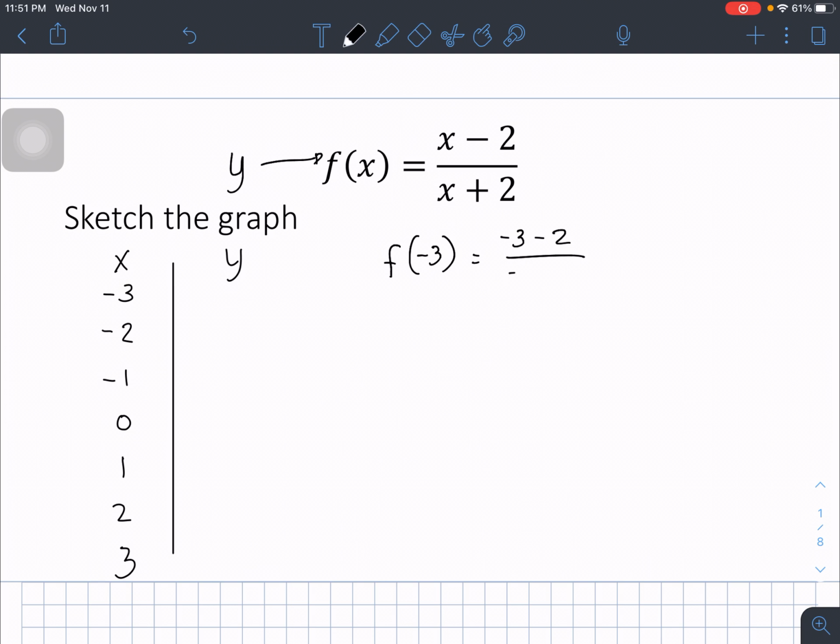So this will be -3 plus 2. -3 minus 2 will be -5. -3 plus 2 will be -1. Hence, our value will be positive 5. We'll also perform the same steps for other values of x. So if it is -2, we just need to replace all the -3 with -2.